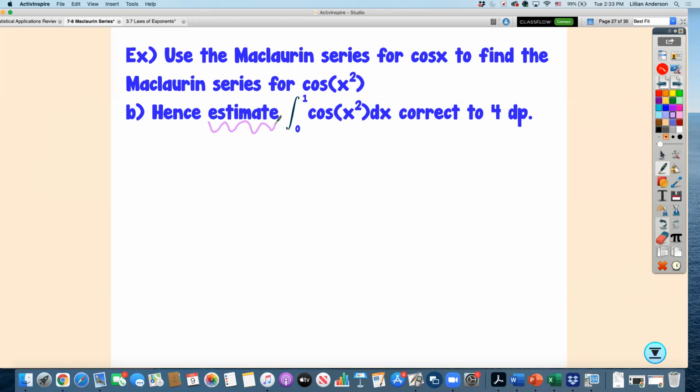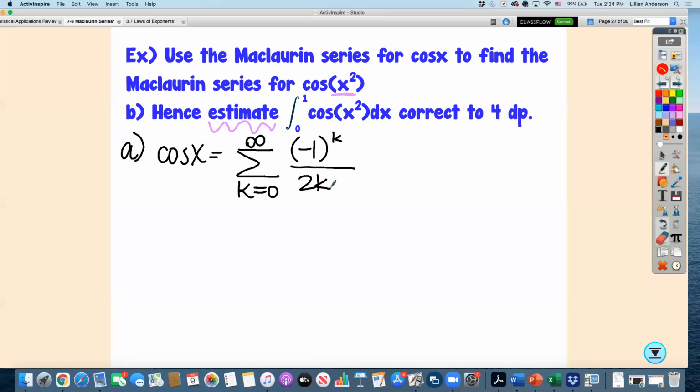So the first thing we need to do is use Maclaurin series and find out what cosine x squared is. So first off, for the first part, which I didn't label A for whatever reason, but that is the first part. What is the Maclaurin series for cosine x? I already got the sum part, I just need the rest. Over 2k parentheses.